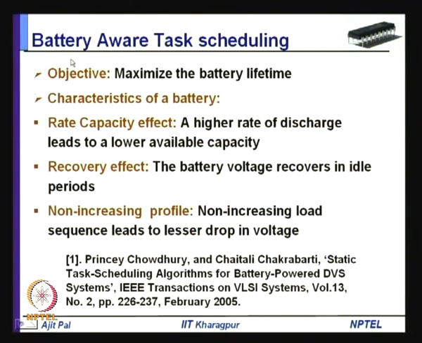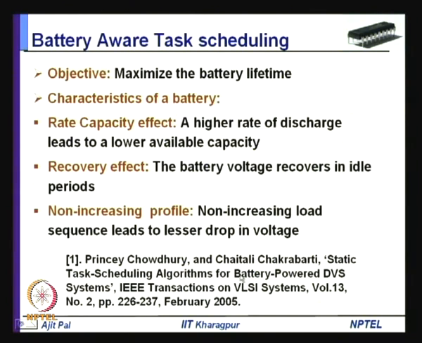Okay, coming to the last topic, battery aware task scheduling. Here, as I mentioned, the objective is to maximize the battery lifetime, and the various characteristics which you would like to use are: the rate capacity effect, where a higher rate of discharge leads to lower available capacity, that is known and has to be used. Then the recovery effect, the battery voltage recovers in idle periods, that we know. So that has to be used. Another feature which has been observed is known as the non-increasing profile. A non-increasing load sequence leads to a lesser drop in voltage. I shall discuss it in more detail.